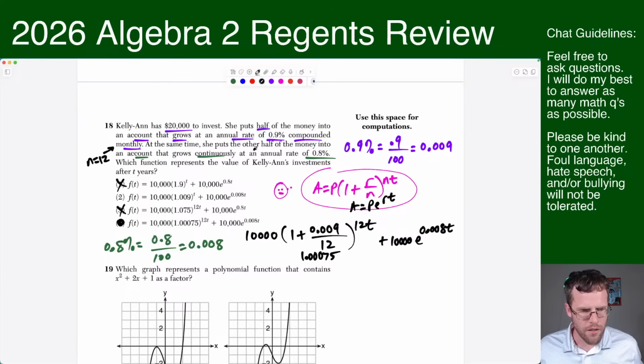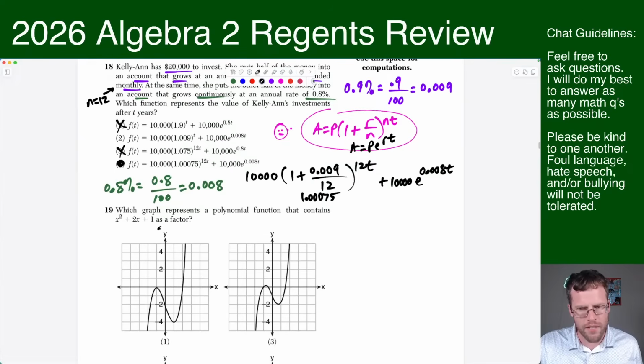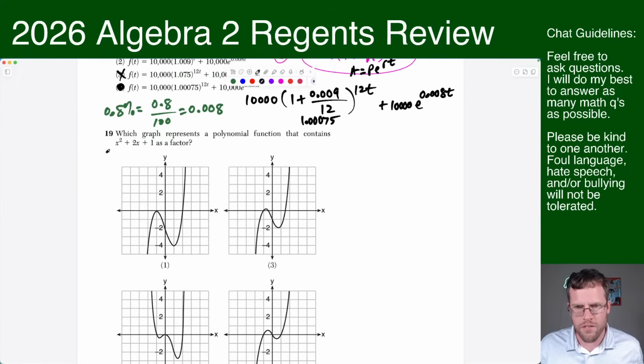So here, let's see. Where was I? Oh yeah, so choice 4, yay. But 19. So if this is a factor, x squared plus 2x plus 1.